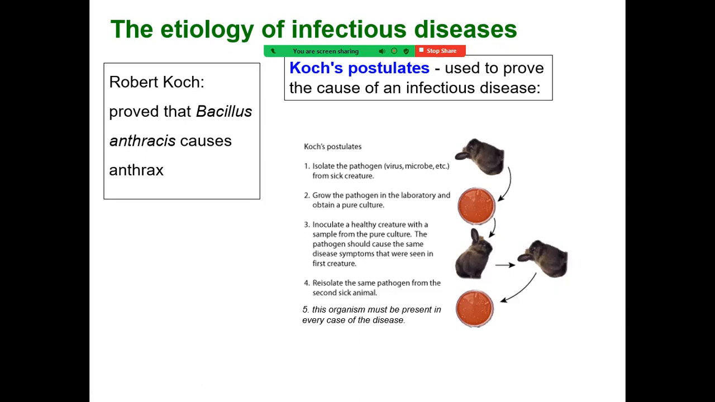There is one other condition of Koch's postulate, and that is all organisms that have this disease have to have this organism causing the disease. Any question about any of that?